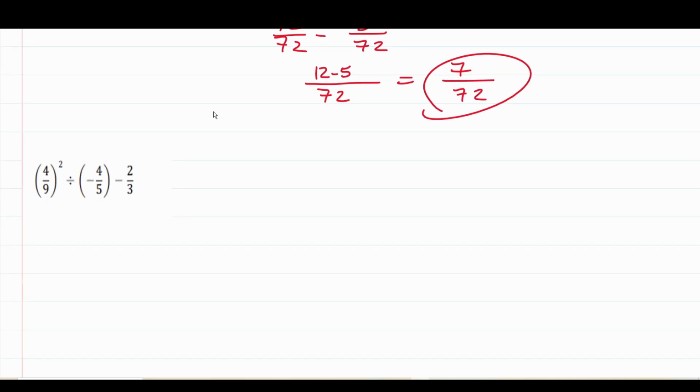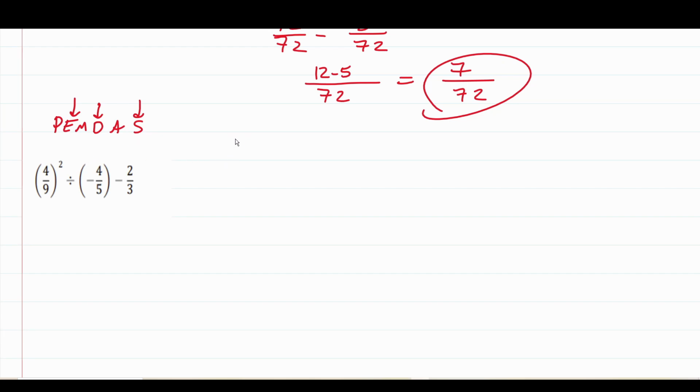All right, let's look at this next one. We have 4/9 squared divided by negative 4/5 minus 2/3. Again, if it's helpful, write down your order of operations, notably PEMDAS. There's nothing in parentheses to work out. That said, we do have exponents, we have division, and we have subtraction. So we're going to do the exponent first, the division next, and then the subtraction last.